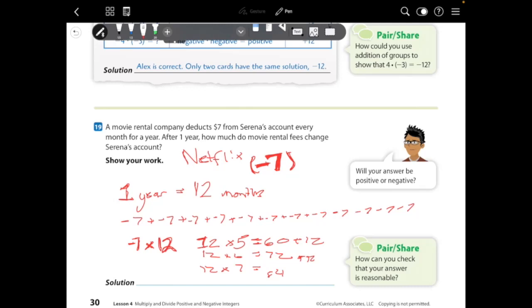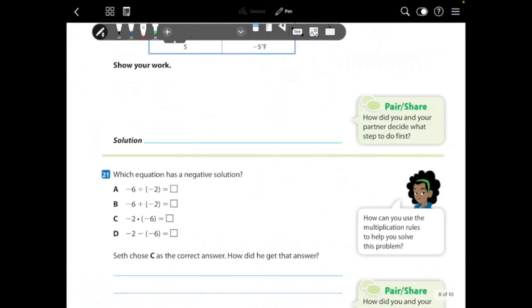But would this be a negative number or a positive number? Well, I have a bad thing happening to a good person, so this would be a negative number. Or a negative integer times a positive integer will always be a negative integer as a product. So -84. Let's continue onward.